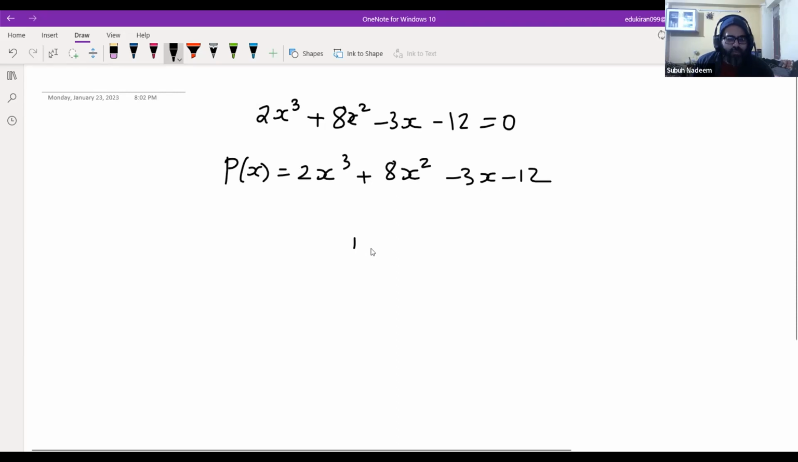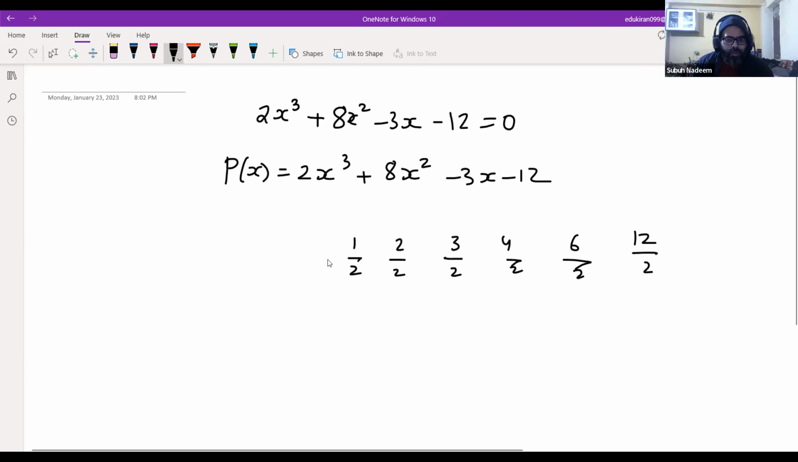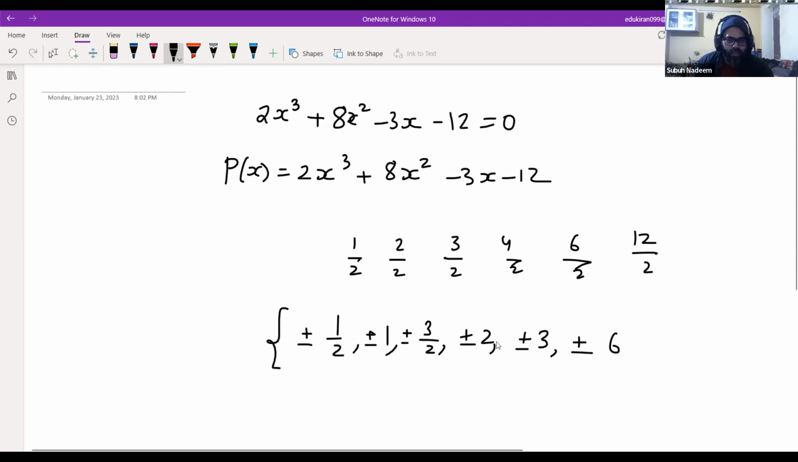So we see the factors of 12: 1, 2, 3, 4, 6, 12. Divide by 2 because that is the leading coefficient. This pen has some problem. I'll have to get it corrected. You will divide by 2 where it is possible and put a plus-minus sign. These are the possibilities if there is any. So you have to now check.